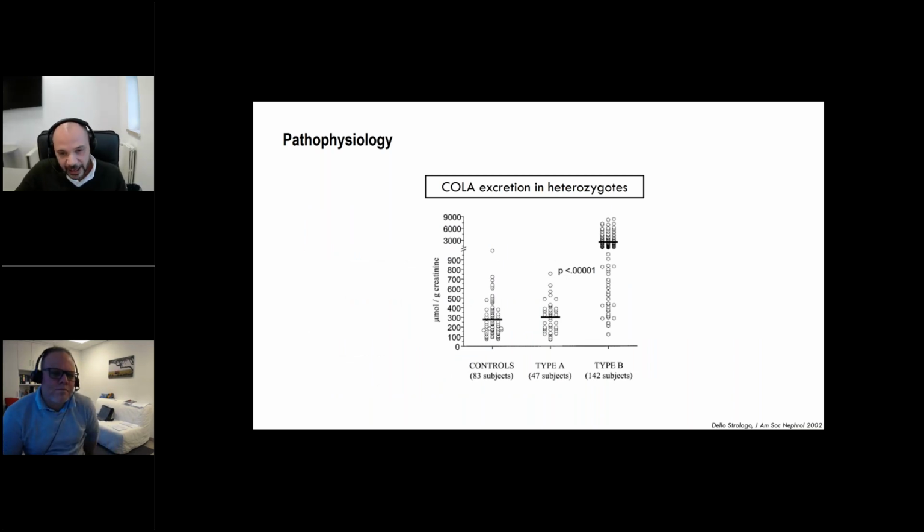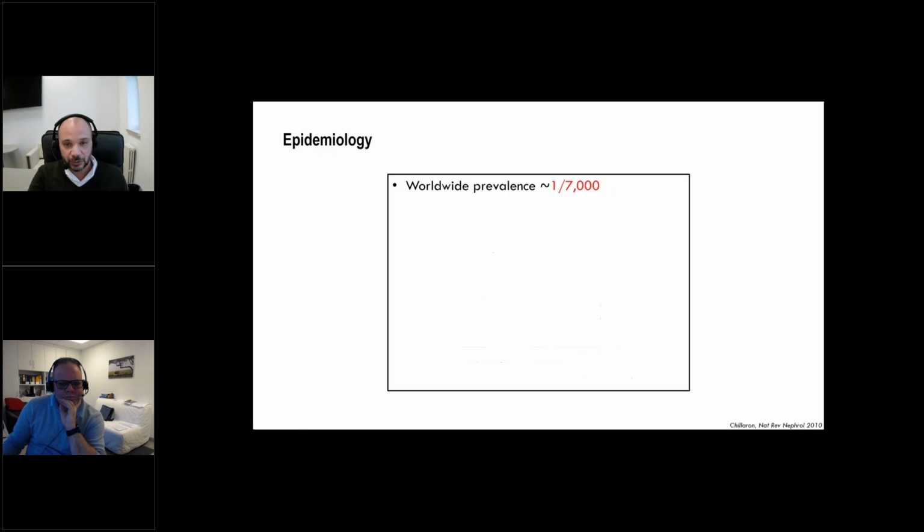This is a very elegant study performed by Professor Dello Strologo, looking at the excretion of the basic amino acids in urine in heterozygotes. These are relatives of cystinuric probands, showing that type A heterozygotes have urinary excretions that basically overlap with controls, whereas type B heterozygotes have a very scattered and heterogeneous excretion of cysteine, which for some individuals is also compatible with the excretions that we find in homozygous individuals.